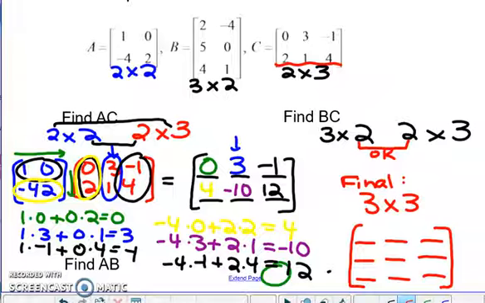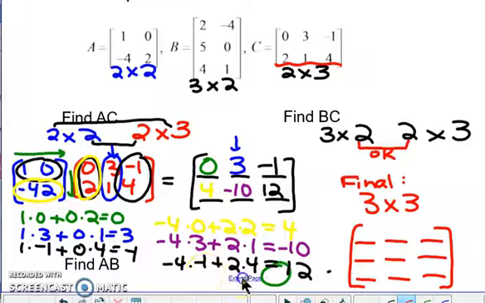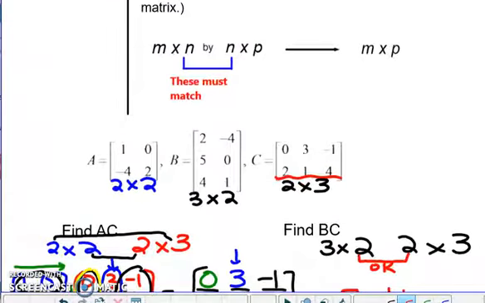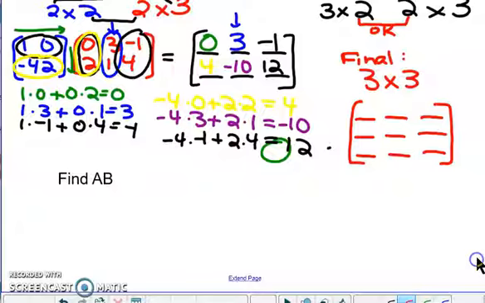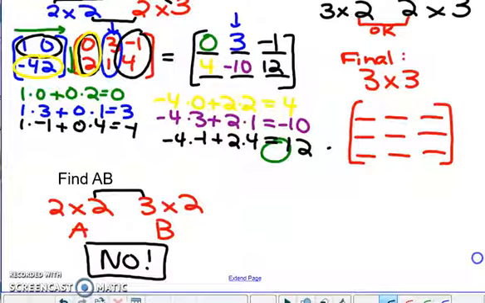Whereas if I look at one of these other examples, this A times B, notice up here, A is a 2 by 2, B is a 3 by 2. These do not match, so this is a big no. No solution. I guess we can just say no solution.